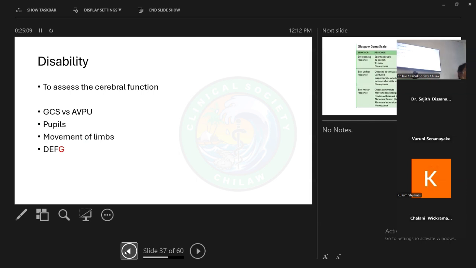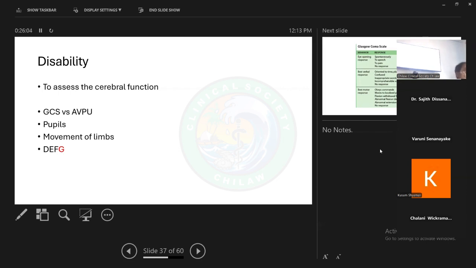So why is unequal pupil important? With transtentorial herniation, there will be compression at the midbrain. The third cranial nerve arises from the midbrain. The parasympathetic fibers get compressed, so it will cause unequal pupils. One side will be dilated because of the compression on parasympathetic fibers. So that is why we look for pupils.